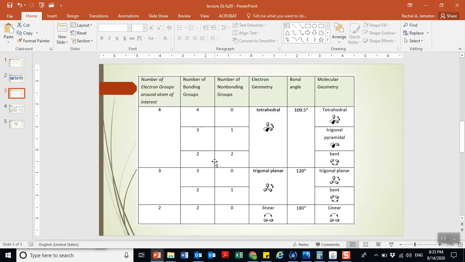One of the things that I would like you to memorize is the names of the different shapes. Notice we just went through this top row, where in all of those cases, the ammonia, the water, and the methane all had four electron groups. They all had an electron geometry that was tetrahedral. But the number of non-bonding groups or lone pairs was different, and so that led to different molecular geometries.